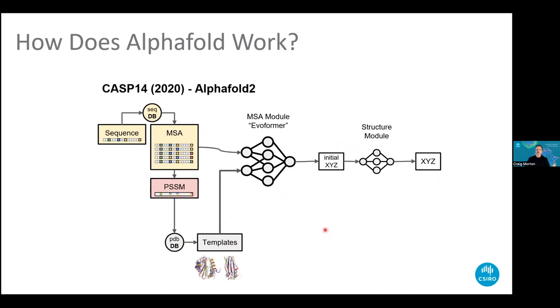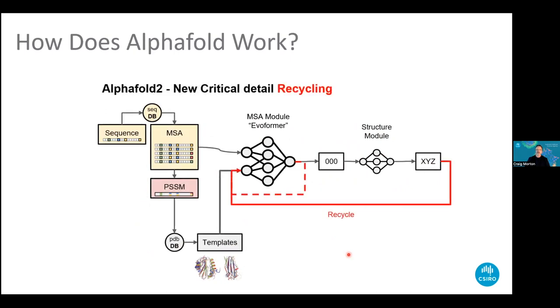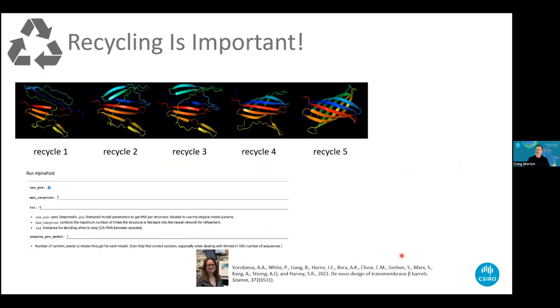But the secret to AlphaFold 2 was a critical detail. And that critical detail is recycling. The insight they had was that you could take your initial guesses from your first pass through the system and feed them back as additional information into the whole pipeline. So the first pass through the system spits out a set of coordinates which feed back, are recycled through the whole modeling process. And it's this recycling that allows AlphaFold 2 to be so successful. Recycling is really important in this case.